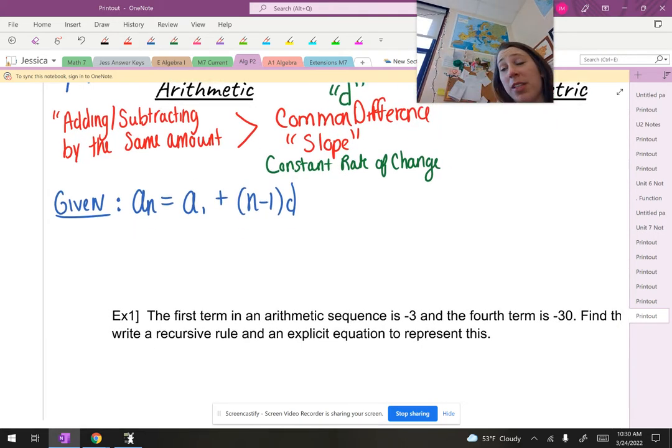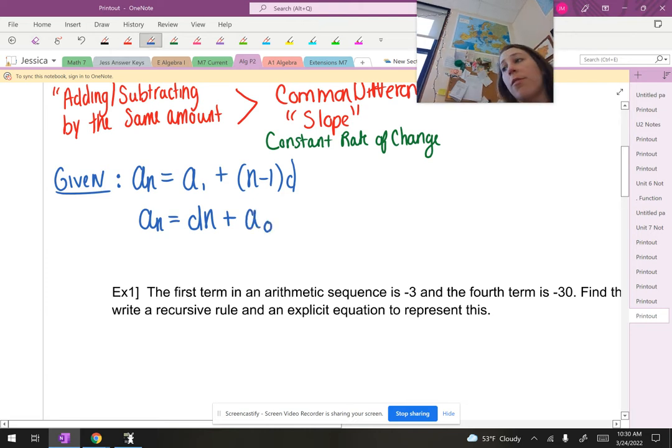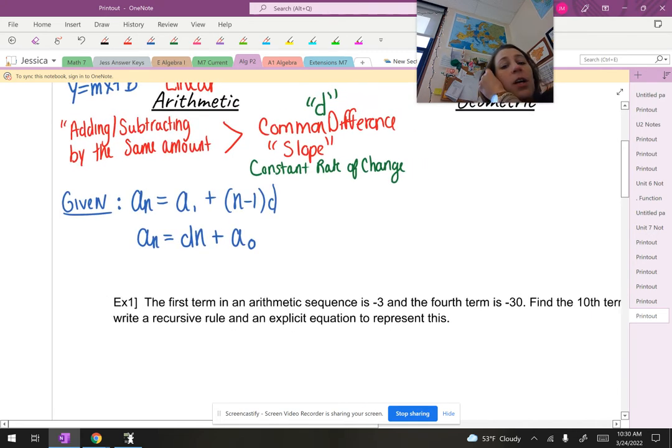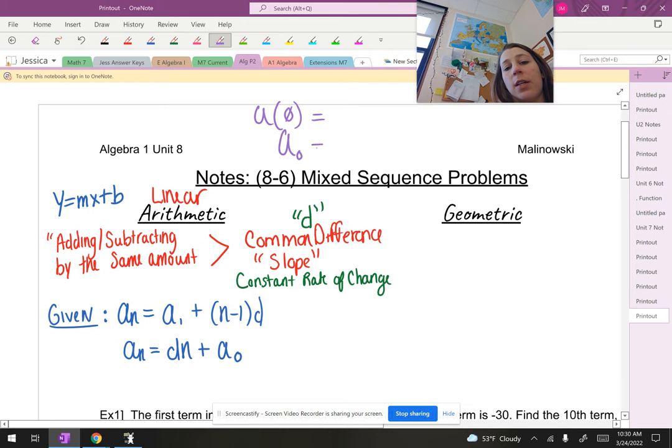So this is the same exact equation as a sub n is equal to y equals slope x plus my y-intercept, which remember that y-intercept is that a sub 0. So let's actually make a note of that. Remember that a sub 0, or a of 0, is my y-intercept.